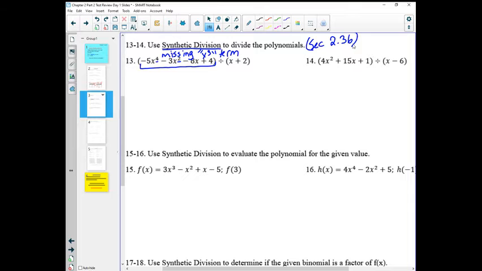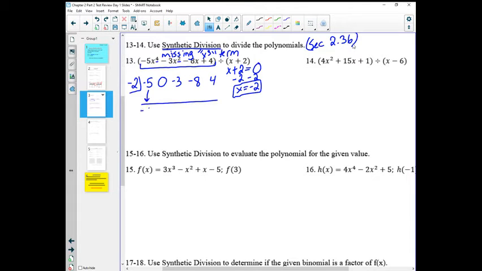When you're using synthetic division, the first step is to solve what you're dividing by for x. I'm going to do that by subtracting 2 from both sides. So x is negative 2. That's what I'm going to use for synthetic division. When you write synthetic division, the coefficients go out in the front. Then negative 3, negative 8, and positive 4.